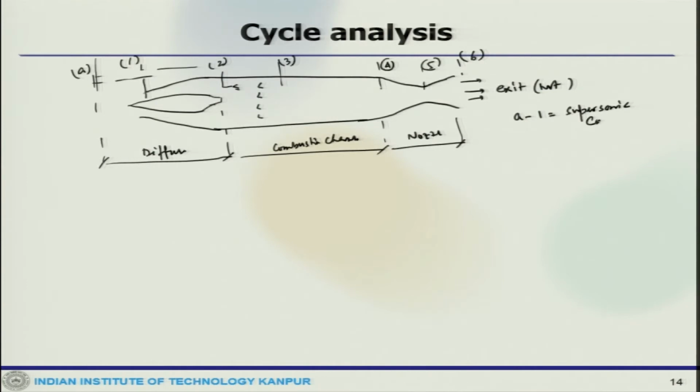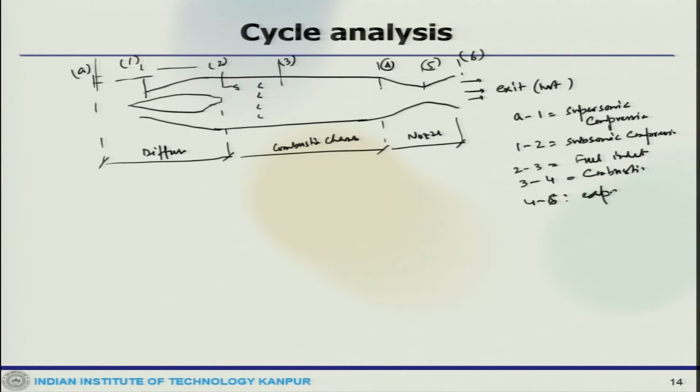Now, A to 1 is supersonic compression, 1 to 2 is subsonic compression, 2 to 3 is fuel inlet, 3 to 4 is combustion, and 4 to 6 is the expansion process in the nozzle.